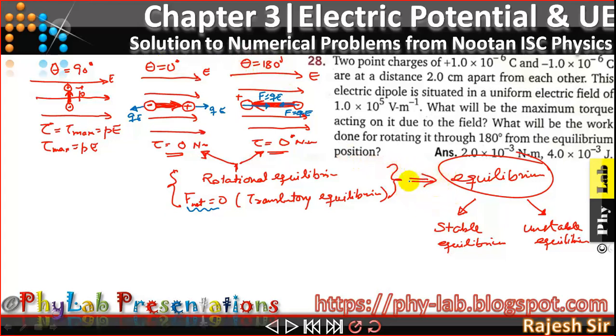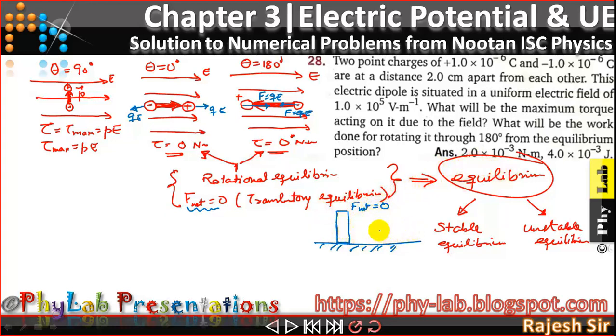Now out of these two positions that I have shown, one will be called a stable equilibrium, one is going to be called an unstable equilibrium. Now we need to think about what is a stable equilibrium and what is an unstable equilibrium. Friends, if I take one example, suppose this is a table surface and there is a block which is kept like this. Since the net force acting on the block is zero, you can say this block is in equilibrium.